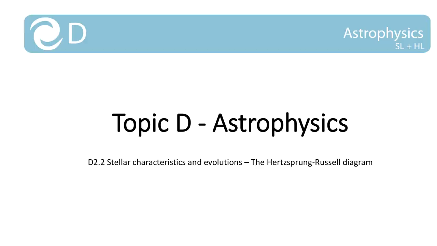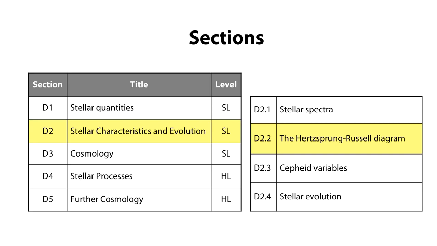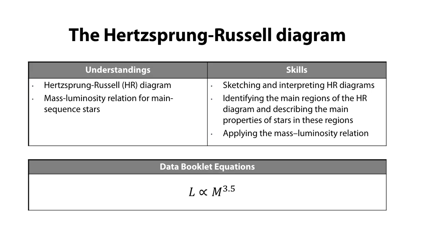Okay, so part two of Stellar Characteristics and Evolution looks at the Hertzsprung-Russell diagram, a very important chart in astrophysics. We have to understand the Hertzsprung-Russell diagram and something that comes out of that, which is the evidence we call the mass-luminosity relation, which is described in the data booklet here.